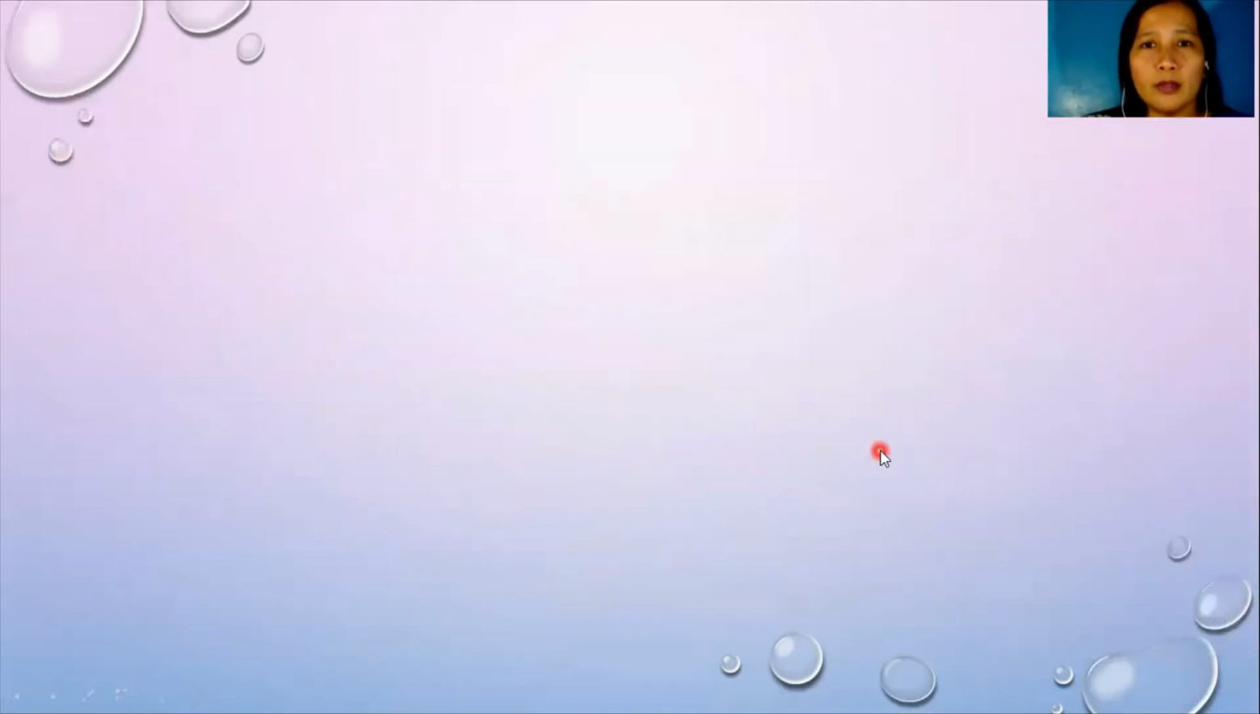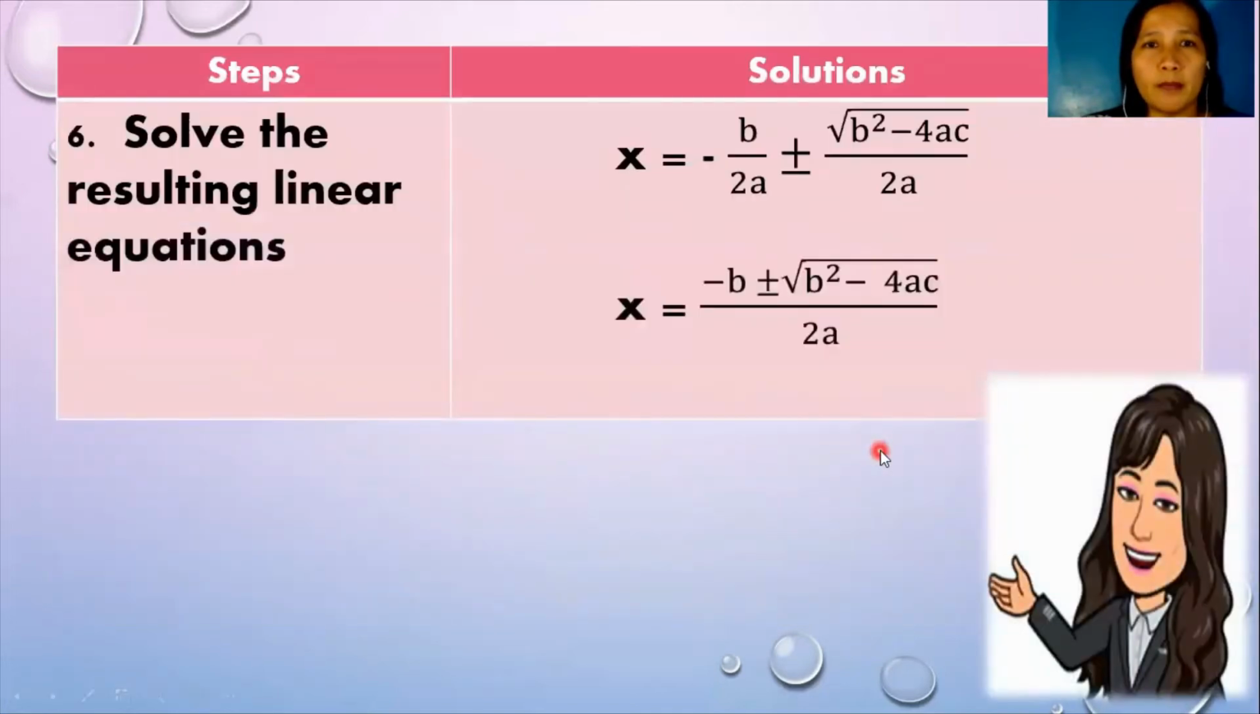Okay? The next is step number 6. Solve the resulting linear equations. So we are going to transpose the positive b over 2a to become negative b over 2a plus positive or negative square root of b squared minus 4ac all over 2a. And our final answer is x is equal to negative b positive or negative square root of b squared minus 4ac all over 2a, because we combine these two.